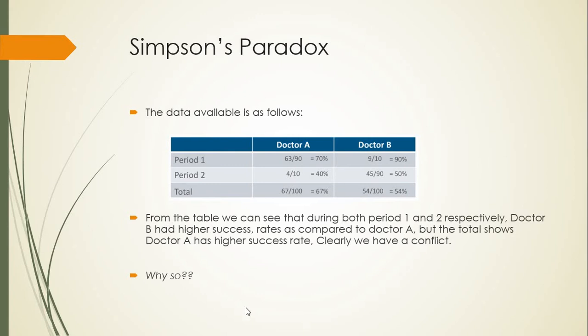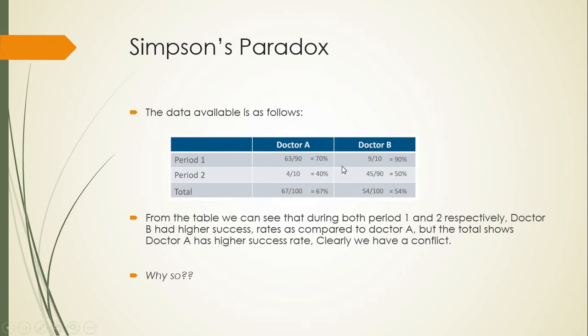Here there is data available. There is Dr. A and Dr. B. Within period 1, Dr. A has operated with 63 successful operations out of 90. That is a 70% success rate. And Dr. B has done 10 operations and 9 of them were successful. So that is a 90% success rate. So here we will prefer Dr. B as compared to Dr. A in period 1 because Dr. B has a higher level of success.